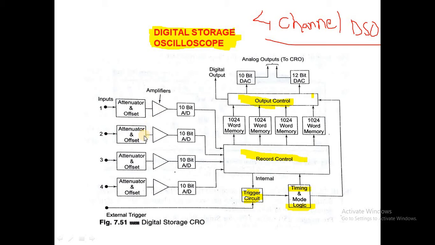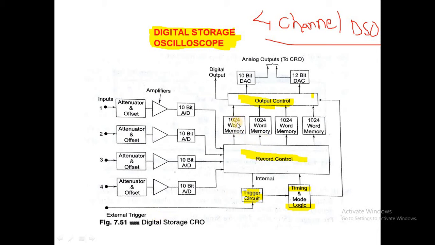It consists of an attenuator and offset like this. These are the inputs, and we have the attenuator and offset, amplifiers, and 10-bit analog to digital converters, and all these are fed to the record controller. This record controller is controlled by the trigger circuit as well as the timing and mode logic. This trigger circuit is again controlled by an external trigger.